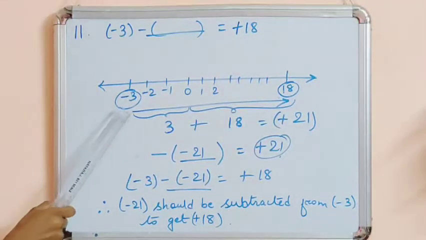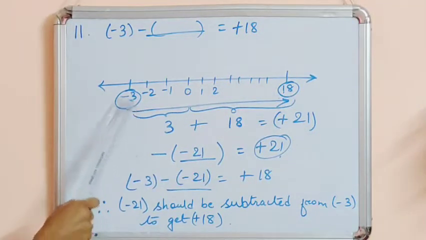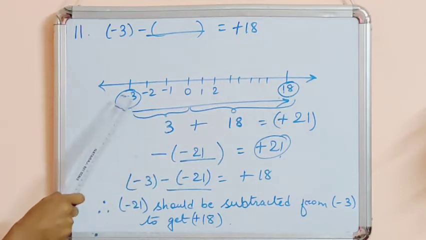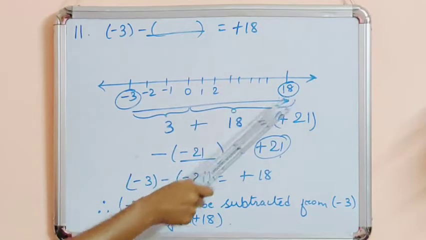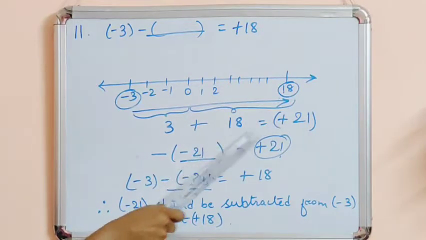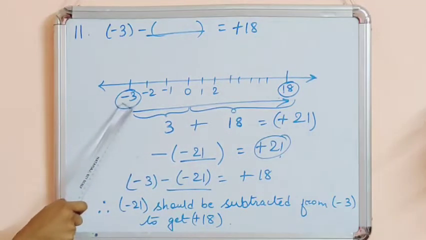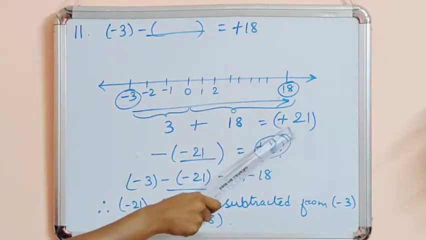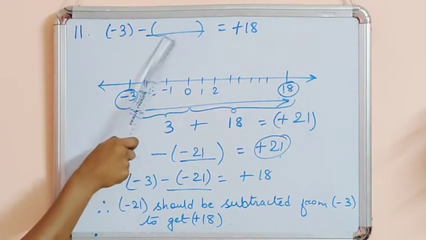So here we have to travel from minus 3 till 18. So we need to count how many numbers are there between minus 3 and 18. So from minus 3 till 0 there are 3 numbers, and from 0 to 18 there are 18 numbers. So in total there are 21 numbers. Okay, when we are traveling from minus 3 till 18, we are moving towards right. So that is why there will be a plus sign here. So it has to be plus 21 here.